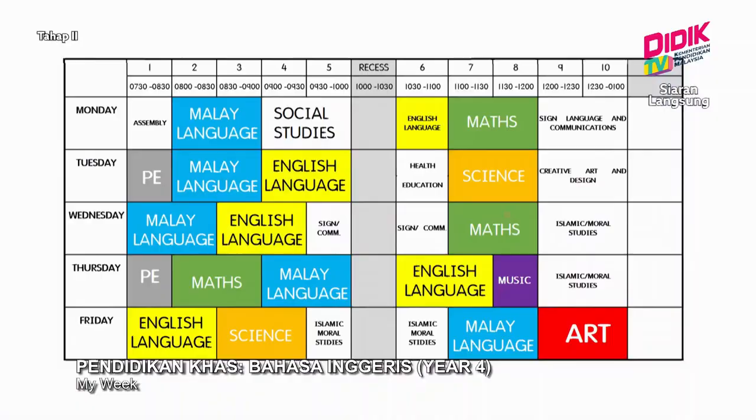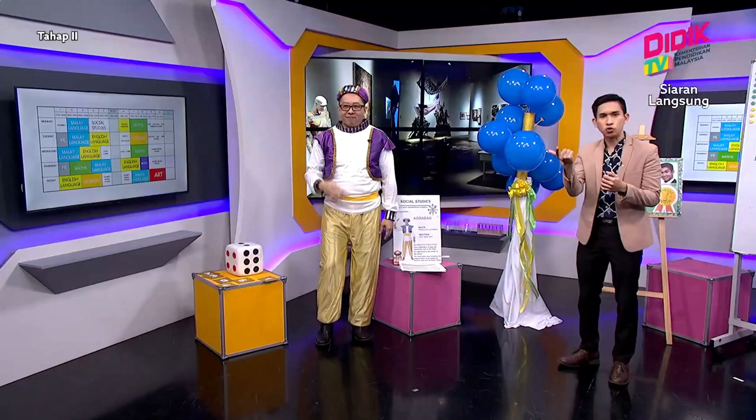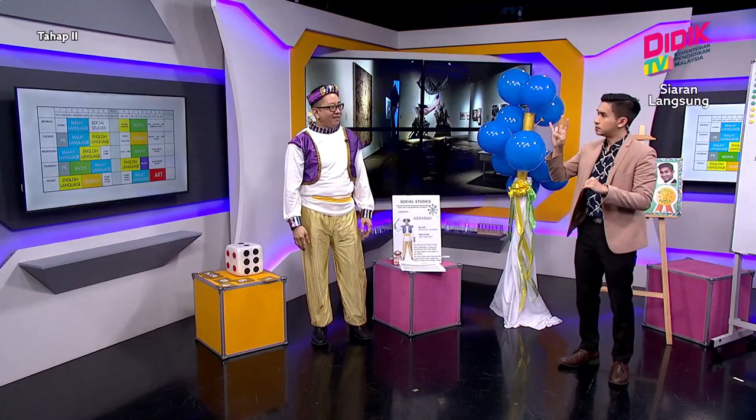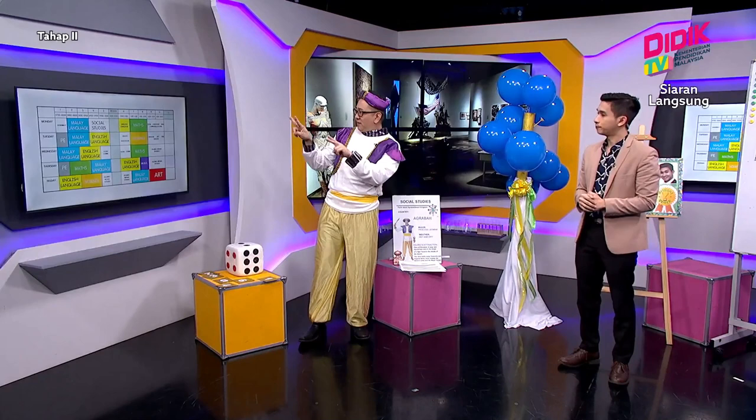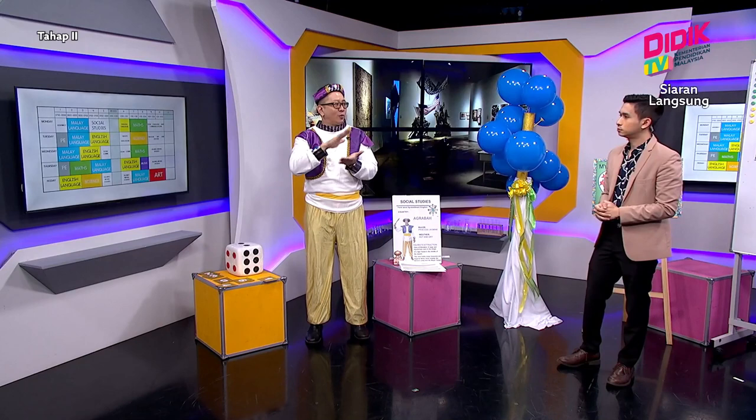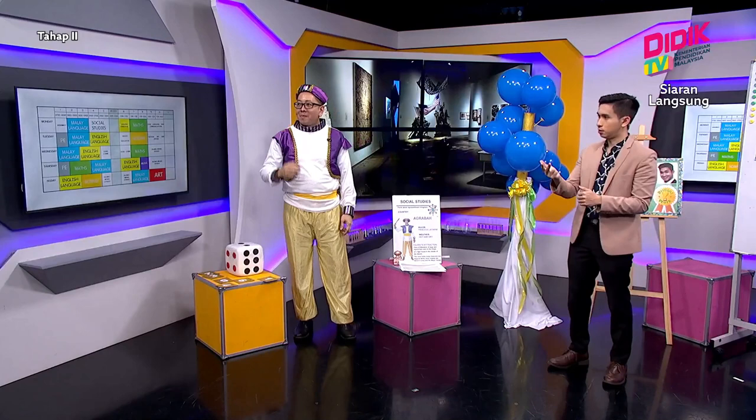I want to ask you, how many days in a week? In a week, Monday, Tuesday, Wednesday, Thursday, Friday, Saturday, Sunday. So it's 7 days. Good. But if you see the timetable, how many days do pupils learn in school? Monday, Tuesday, Wednesday, Thursday, Friday. 5 days.